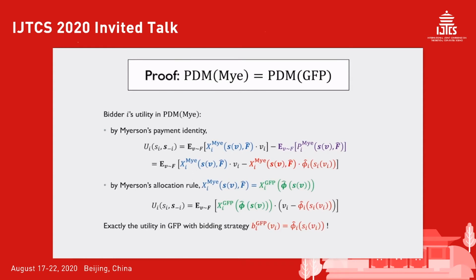So we construct a bidding strategy, b_i^GFP, such that the bid of this bidding strategy equals the virtual value of the Myerson strategy s_i. On the other hand, for each bidding strategy in the GFP auction, we can construct a strategy in the Myerson auction such that the virtual value of the Myerson strategy equals the bid of the GFP strategy. In this way, we can establish a bijection between the strategies in the two auctions such that the corresponding strategies have the same utility for each bidder i. That concludes the proof.